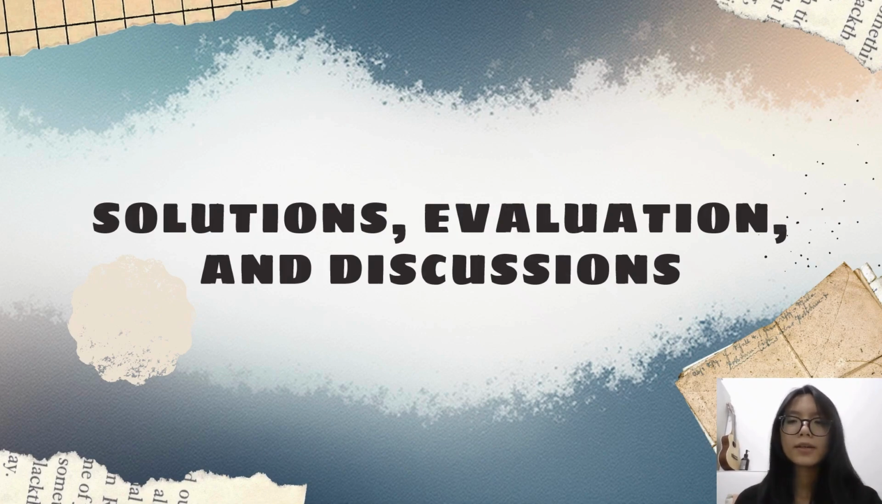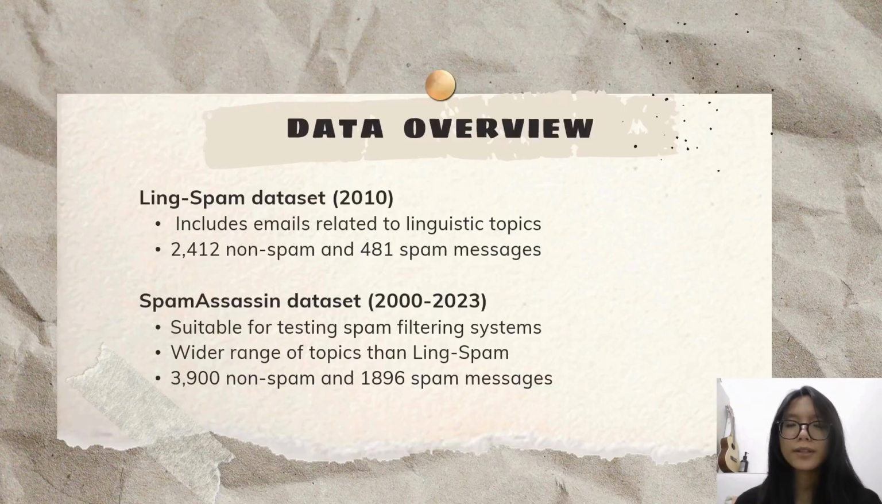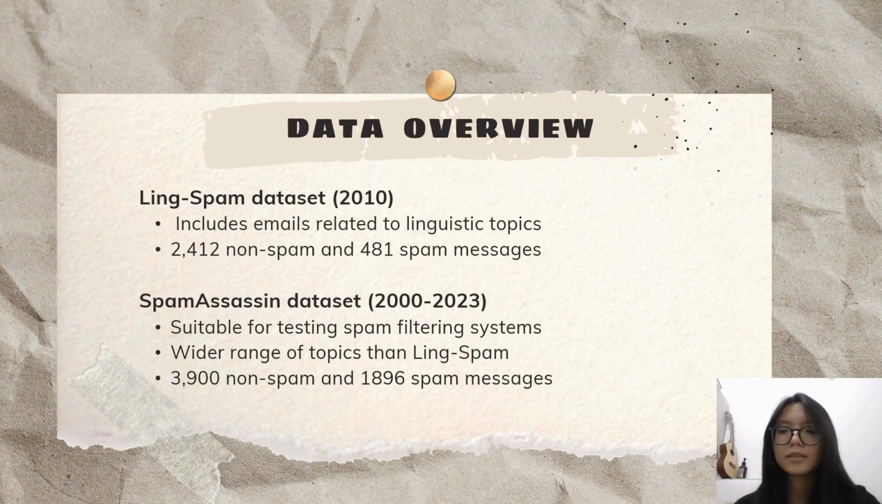Thank you, Praveen. Now to begin the solutions evaluation and discussion session, I will continue with the dataset overview. For this project, we used two well-known datasets commonly referenced in academic spam detection research, the Ling-Spam dataset and the SpamAssassin dataset. The Ling-Spam dataset contains 2,412 ham emails and 481 spam emails from a linguistics academic mailing list. The SpamAssassin dataset contains more than 6,000 emails collected from real inboxes and user submissions, with around 31% spam, including promotional and phishing type messages. It is suitable for testing spam filtering systems.